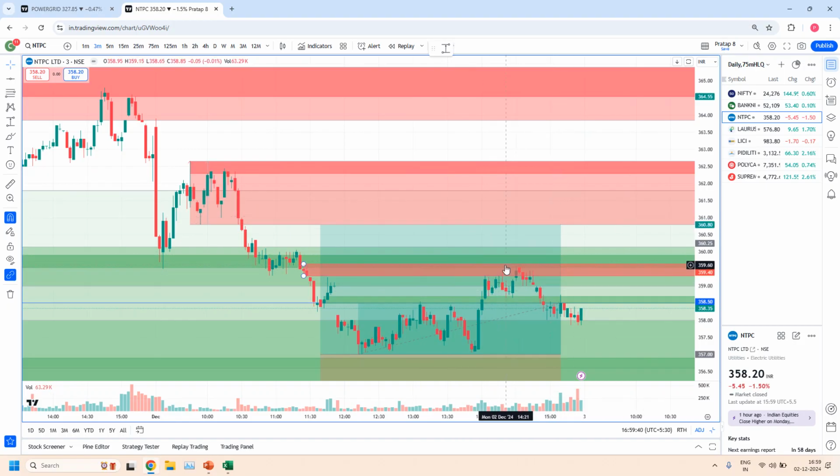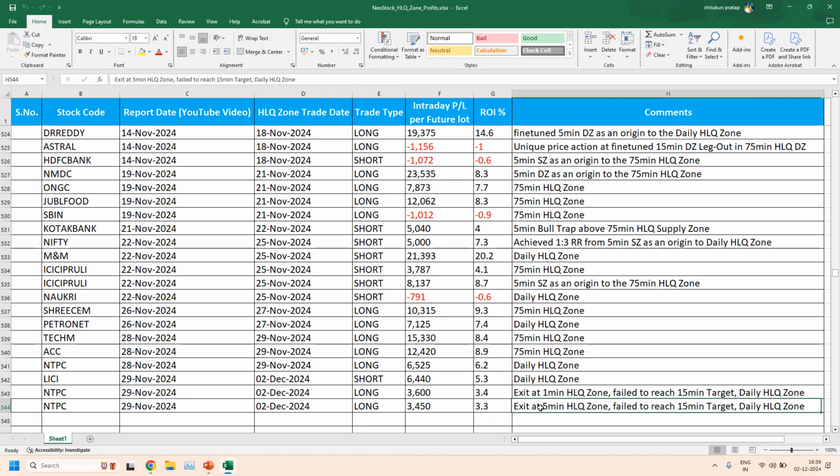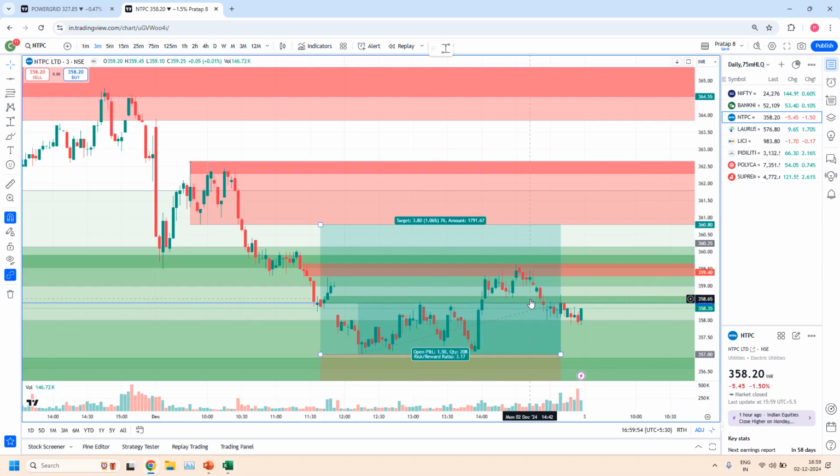So that is the reason why in NTPC, the second trade, until this 5 minutes HLQ zone, it has given 3,450 rupees profit, which is 3.3% ROI as per one futures margin cost. So these are the two successful trades we got. But to get that success, where to exit is very, very important to get better profits. Exit in this 5 minutes high liquidity area is much better than exiting because this 1 minute trailing stop loss is violated.